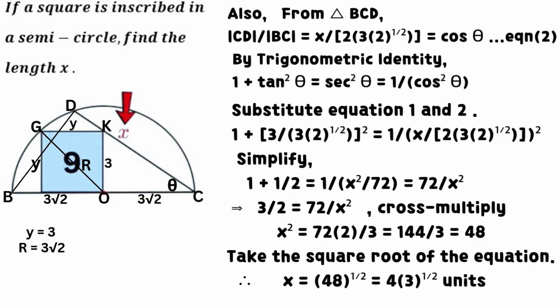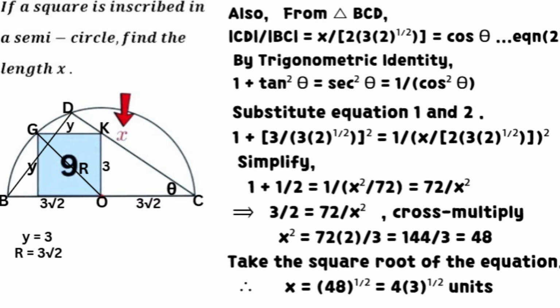Cross-multiply and solve for the square of x. We have that x squared equals 72 times 2, all divided by 3, which equals 144 divided by 3. The result is equal to 48. Take the square root of the equation. Therefore, x equals the square root of 48, which equals 4 times the square root of 3, in units.